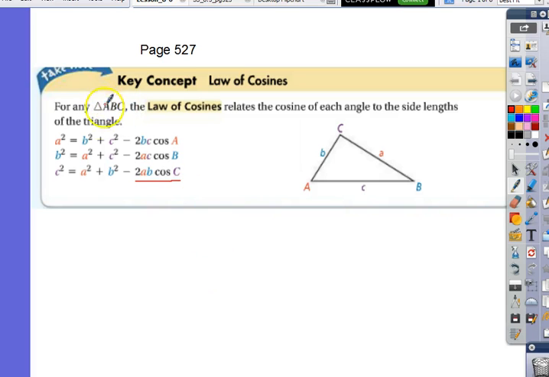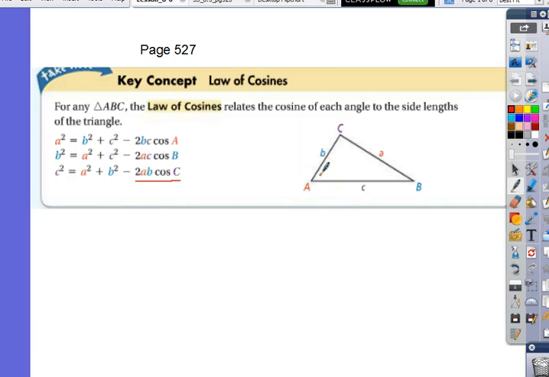The law of cosines is found from taking a side that you're looking for and squaring it. That is going to equal the sum of the squares of the other two sides minus 2 times those other two sides times the cosine of the angle opposite the side you're looking for. So to solve using this particular formula, I would need to know the values of B and C, and I would need to know the value of angle A.